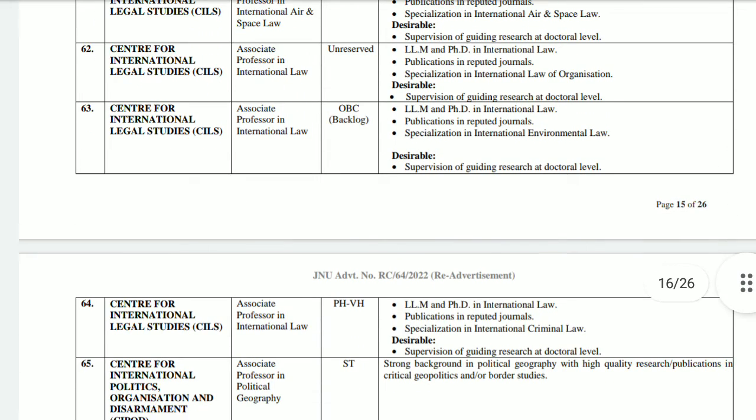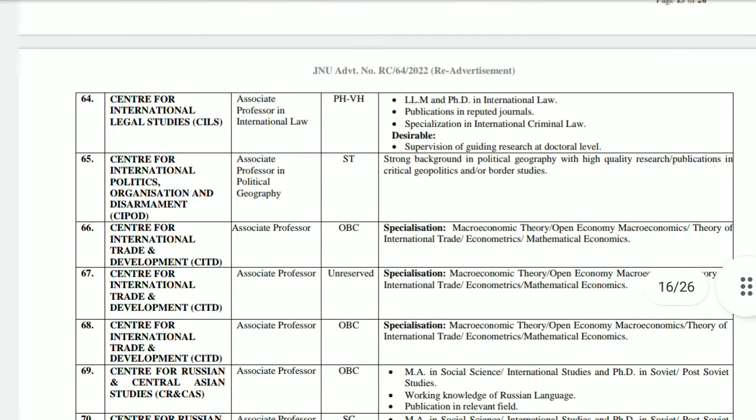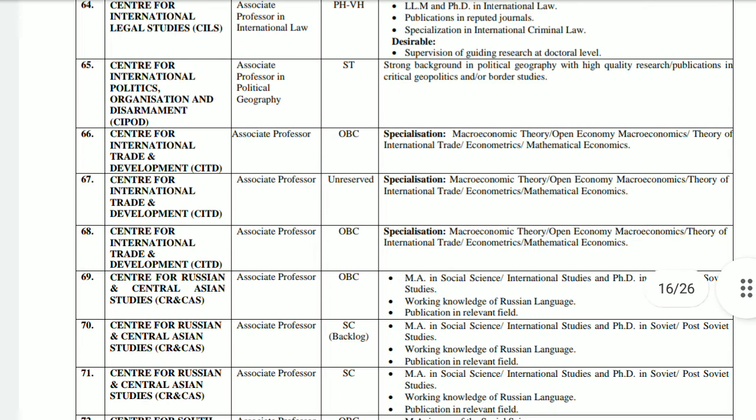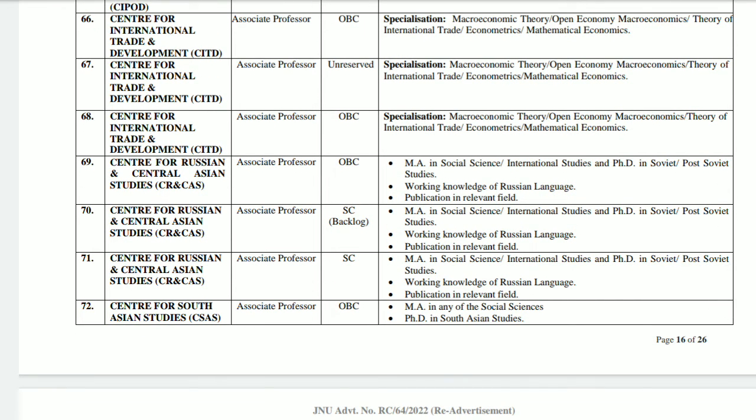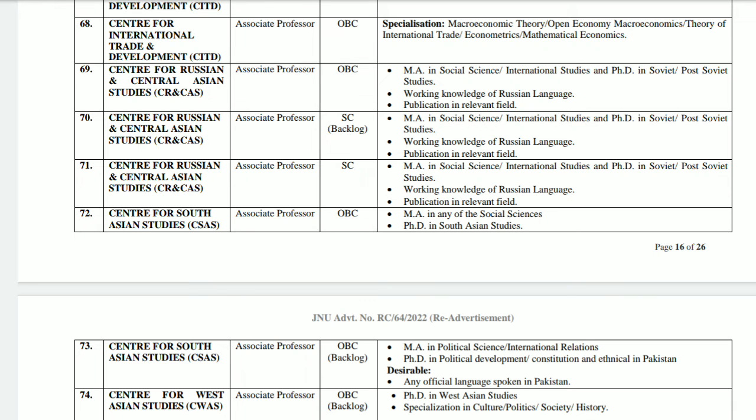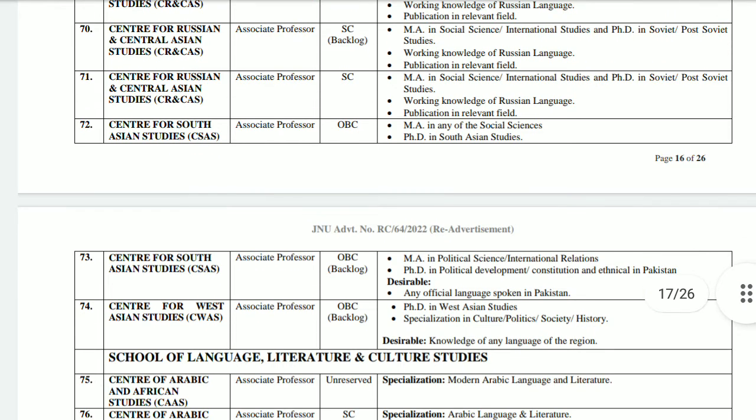Next job position, associate professor in International Legal Studies. Next, associate professor in Political Geography. Next, associate professor in International Trade and Development Department. Next, associate professor in Central Russian and Central Asian Studies. Next, associate professor in South Asian Studies.